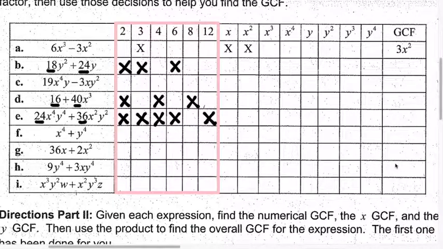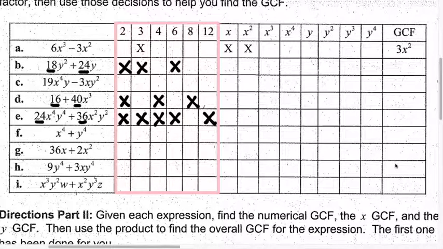Now that we've identified, for this short list of expressions, what their numerical factors are from 2 through 12, let's see if we can begin to build the greatest common factor. Looking at expression B here, 18 and 24, we've listed out what their common factors are. What is the greatest common factor between 18 and 24, according to what's up here?